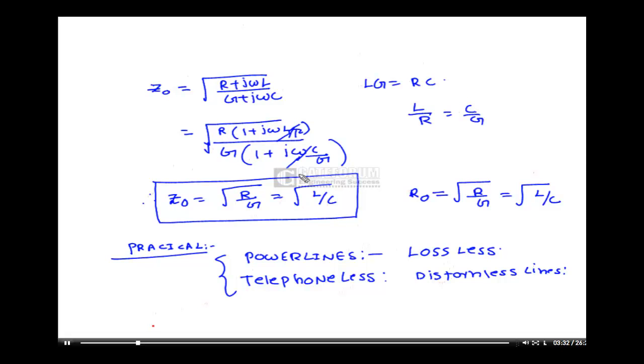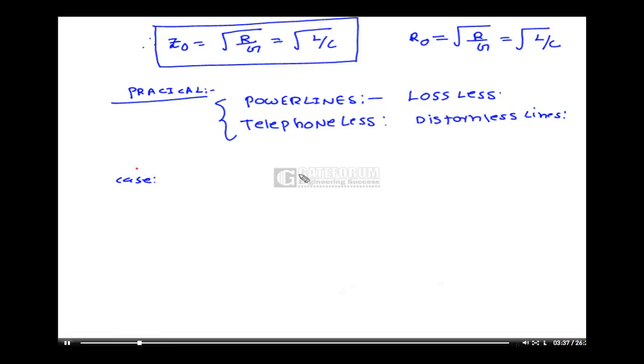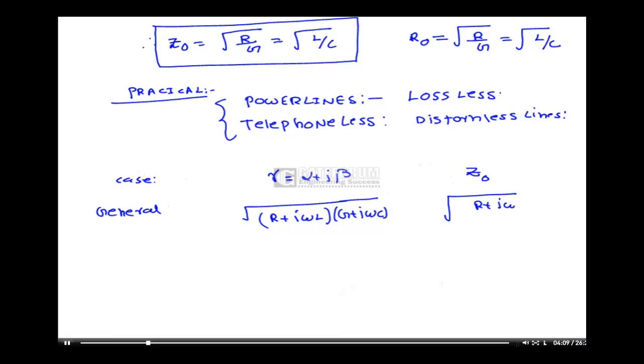So, you summarize all the results like this. The propagation constant gamma is equal to alpha plus j beta, and the characteristic impedance Z naught. So, that is a general transmission line. What is the propagation constant? Square root of (R plus J omega L) into (G plus J omega C). Whereas Z naught is the square root of (R plus J omega L) by (G plus J omega C).